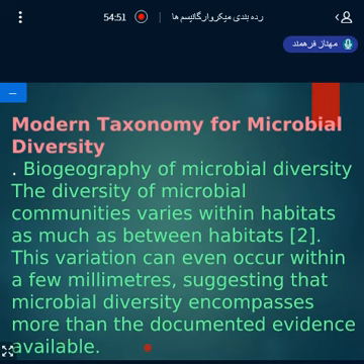This variation can even occur within a few millimeters, suggesting that microbial diversity encompasses more than the documented evidence available. So you can see many ecosystems have this variation within a few millimeters. That means in a very small niche we can see this variation, suggesting the microbial diversity encompasses more than the documented evidence available.